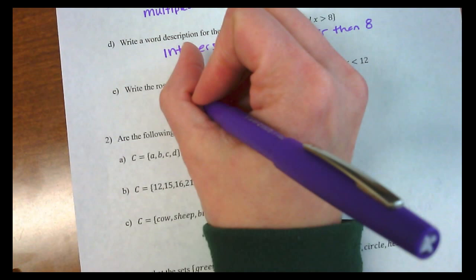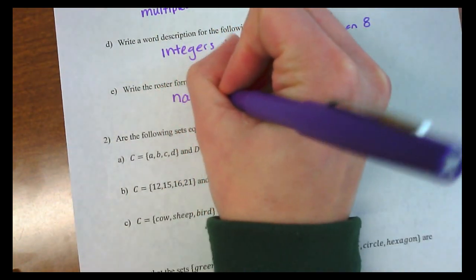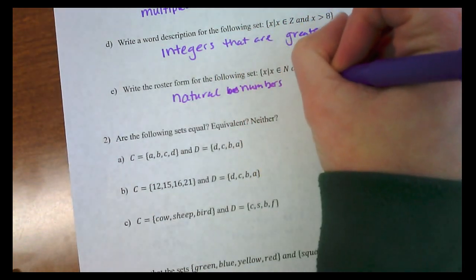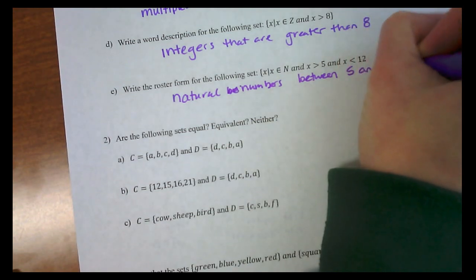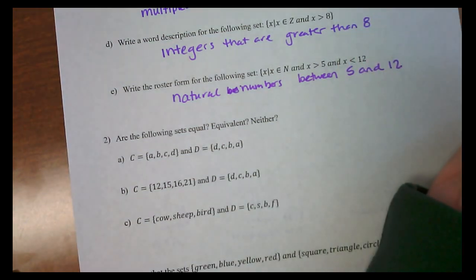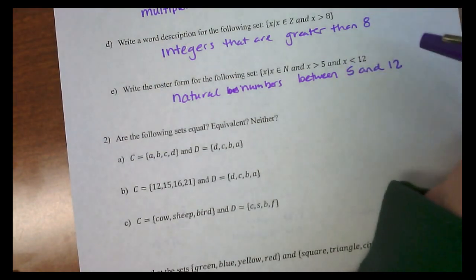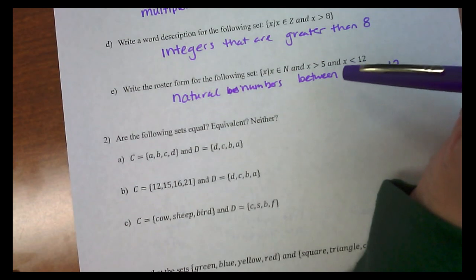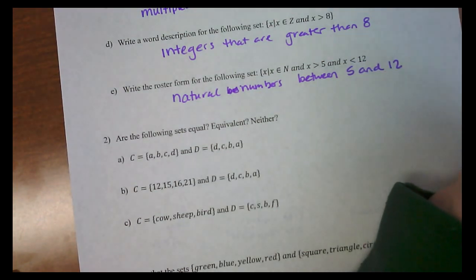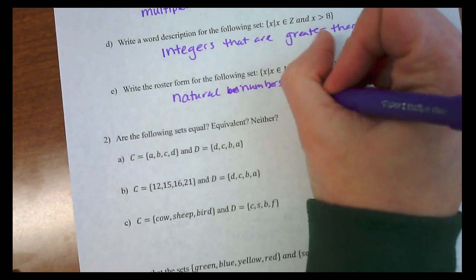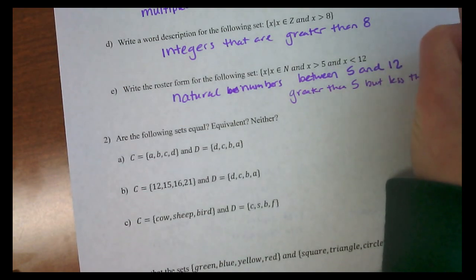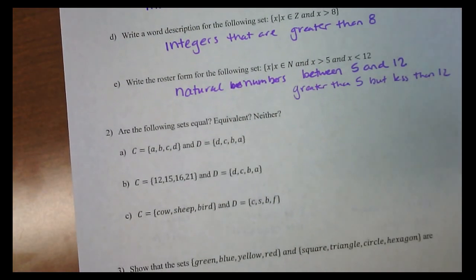So we're going to say these are our natural numbers between 5 and 12. That's one way I could say it. I wouldn't say inclusive because it's not 5 and it's not 12 because there's no equal to bars. I could have also said natural numbers greater than 5 but less than 12. That's another way to word it.